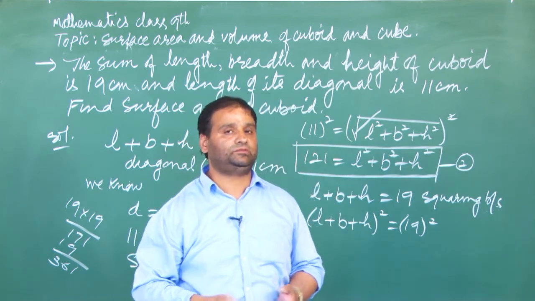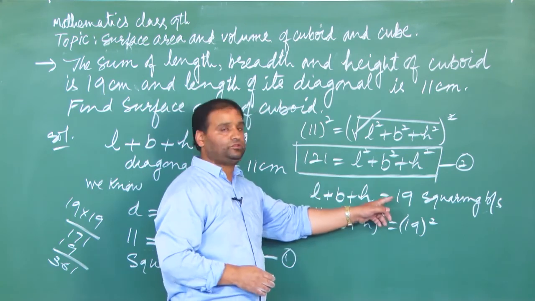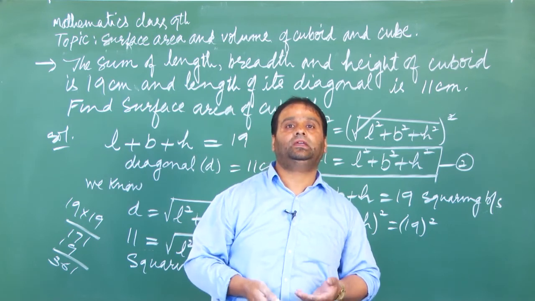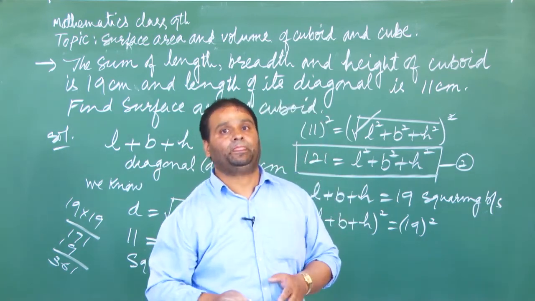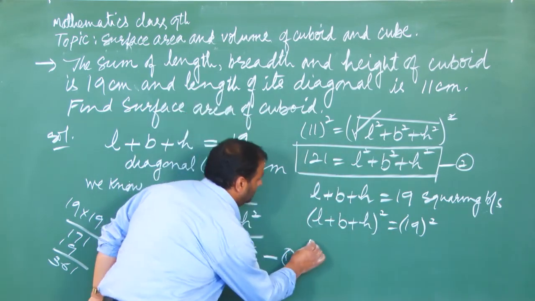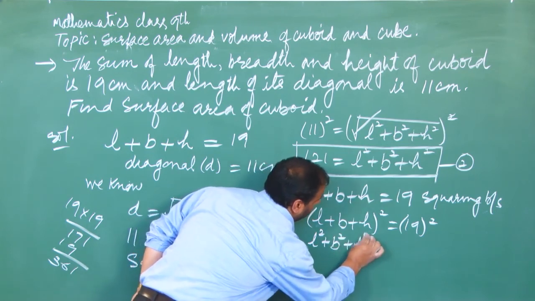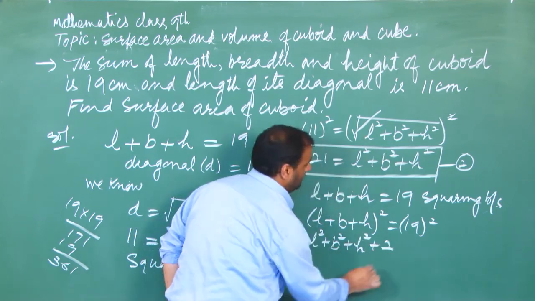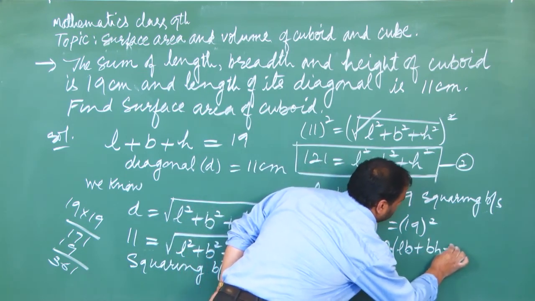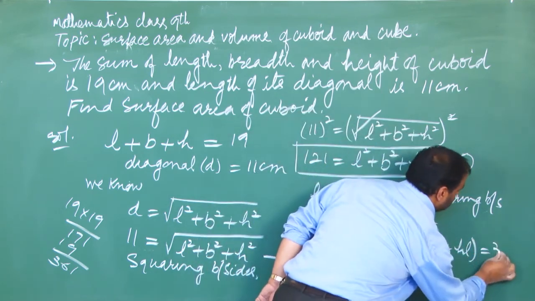Again, if we go into the unit of polynomials, we will find that there is an identity in algebraic expressions, a plus b plus c whole square. And what is a plus b plus c whole square equal to? It is a square plus b square plus c square plus 2ab plus 2bc plus 2ca. Use that identity in length plus breadth plus height whole square. You get length square, breadth square, height square, plus twice length breadth, breadth height, height length. And this all is equal to 361. That is 19 square.